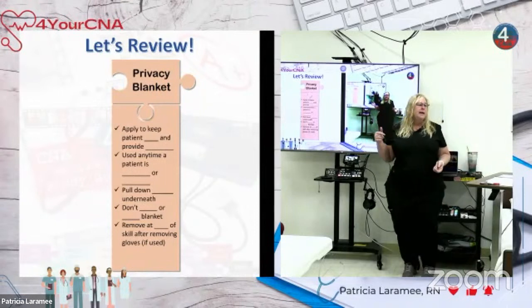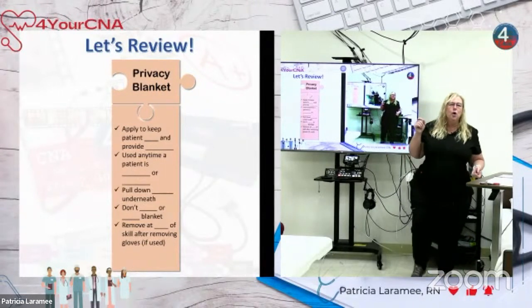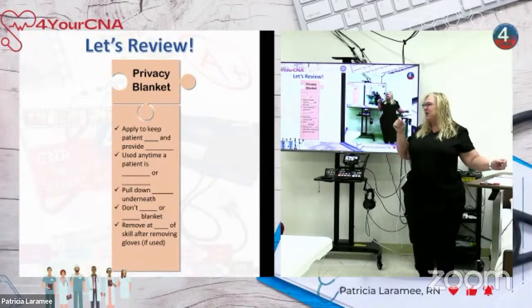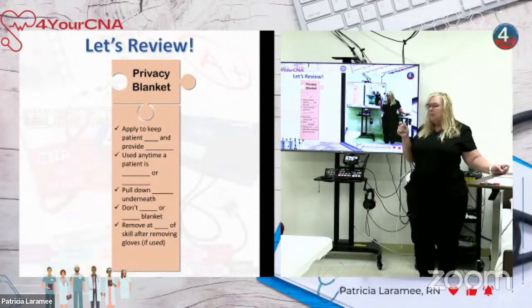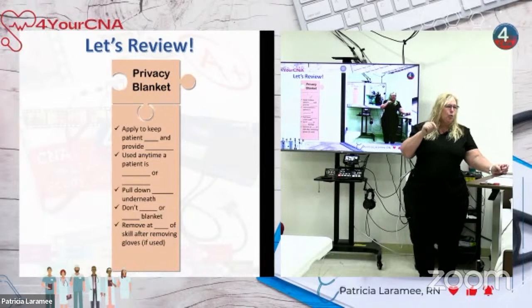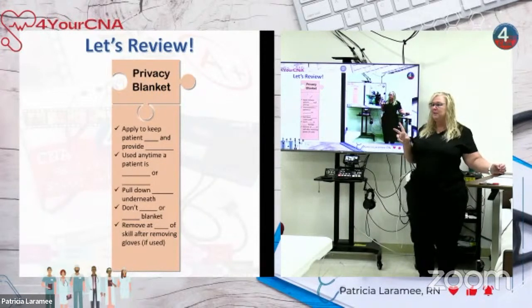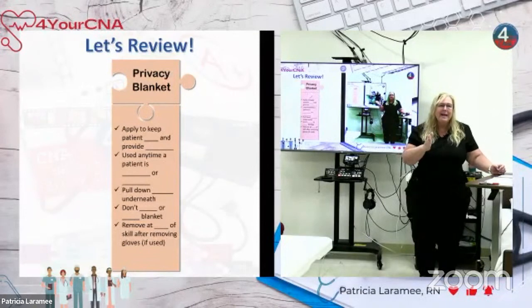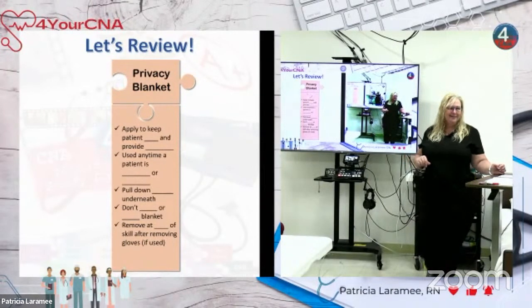Good. Now, if we use a privacy blanket, when we remove it is actually very important. Because if you remove that blanket with gloves on, you're going to have to touch the sheet that's going to go right up next to the patient's face with those gloves. So we've got to wait until we take our gloves off before we take the privacy blanket off, which usually means it's the very last thing we do before the closing. Good.